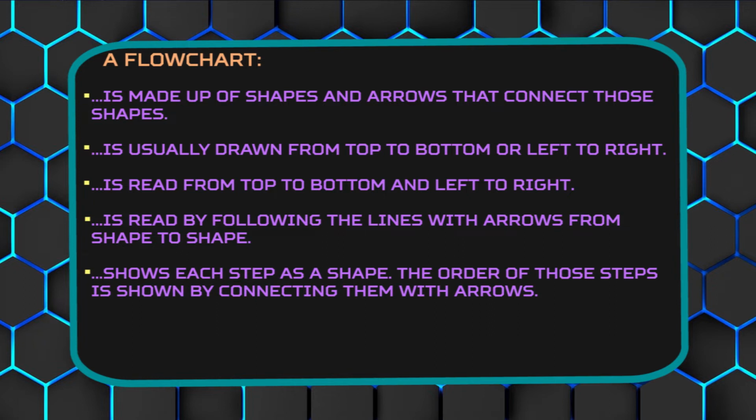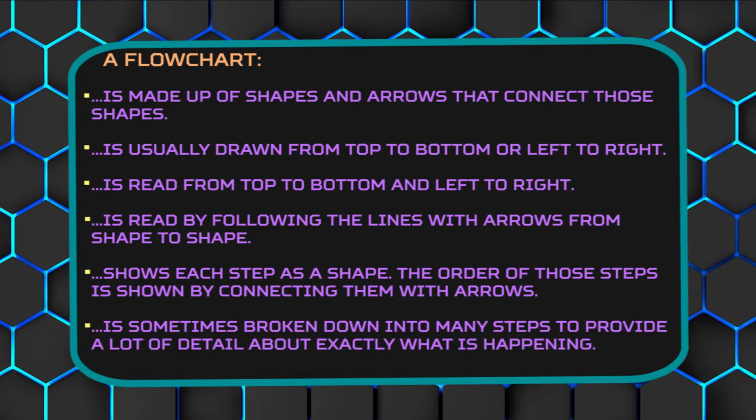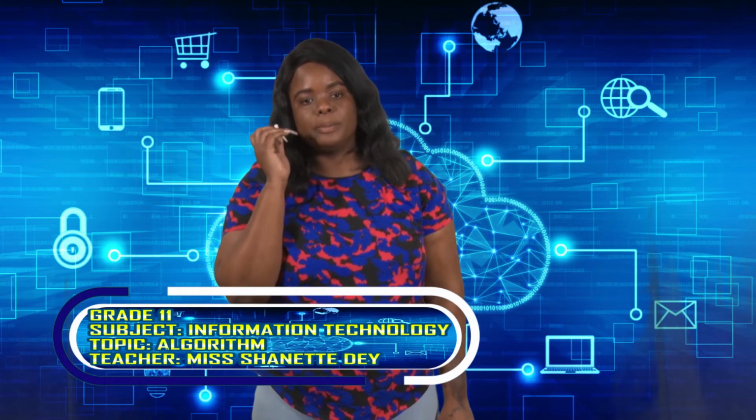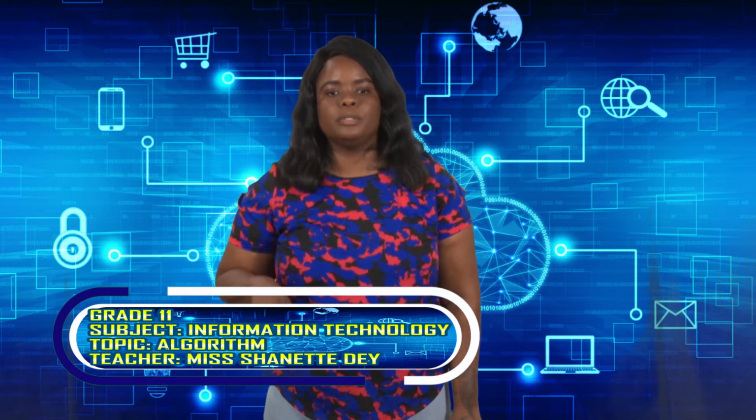It shows each step as a shape. The order of those steps is shown by connecting them with arrows. It is something broken down into many steps to provide a lot of detail about exactly what is happening. Now let's have a look at this example of the input, process, and output chart. And then we'll have an example of the flowchart.